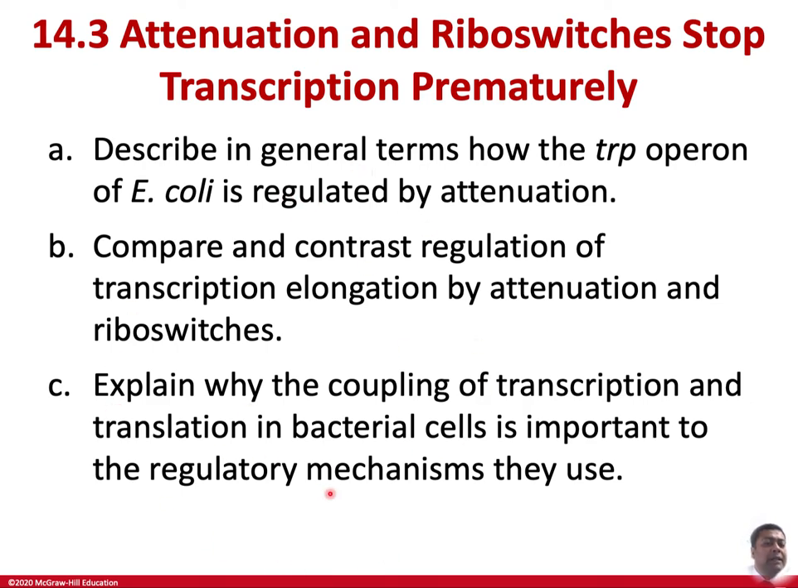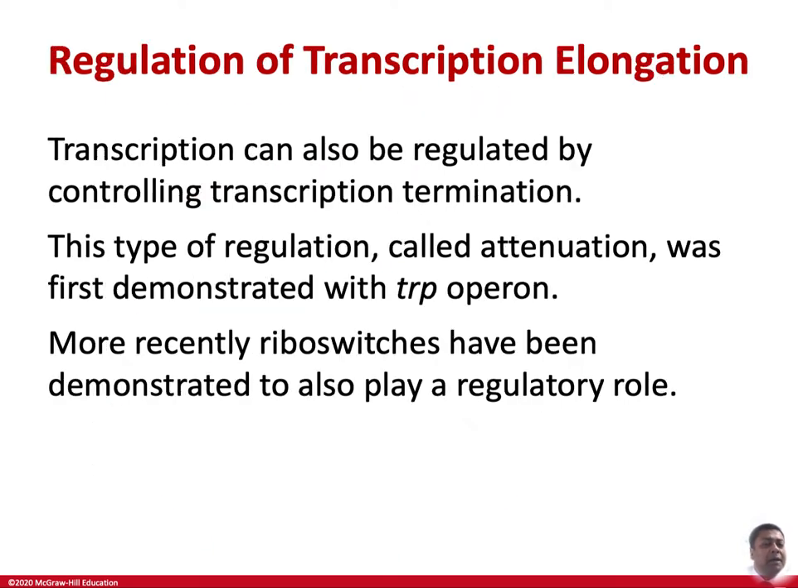And we are looking at this particular trp operon in a much more detailed way. So here, the regulation of the transcriptional elongation. Transcription can also be regulated by controlling the transcription termination. Not only initiation, so far we saw the initiation, but it can be controlled by the transcription termination as well. And this type of regulation is called an attenuation of transcription.